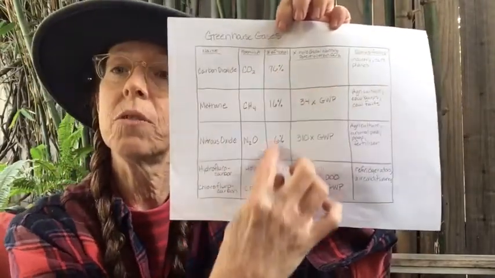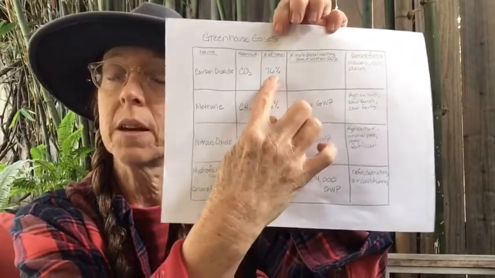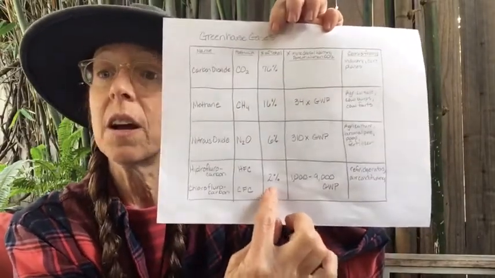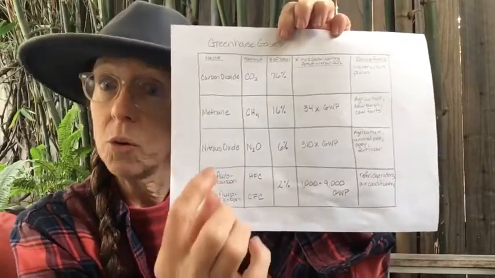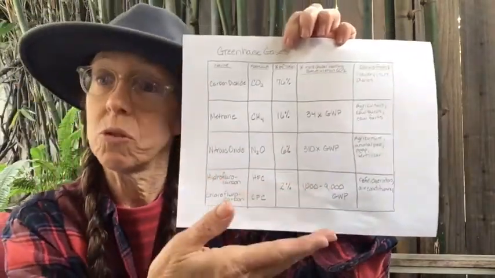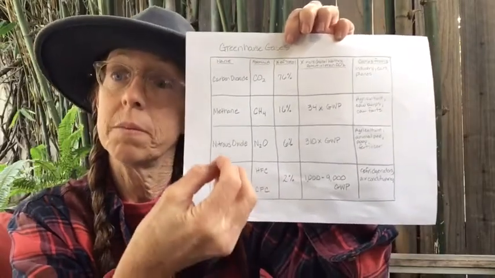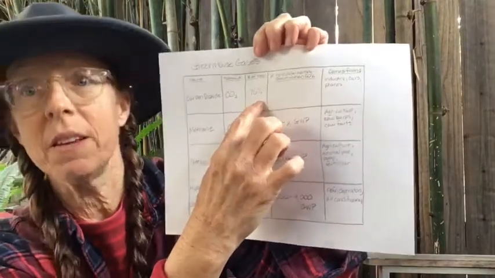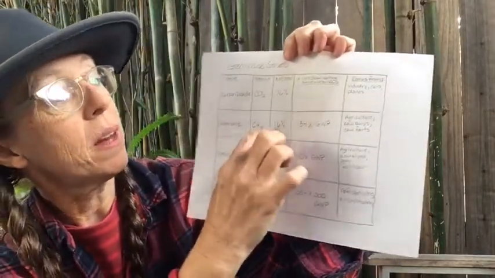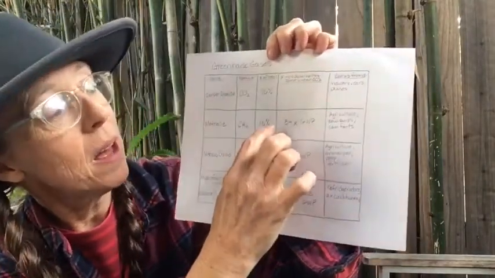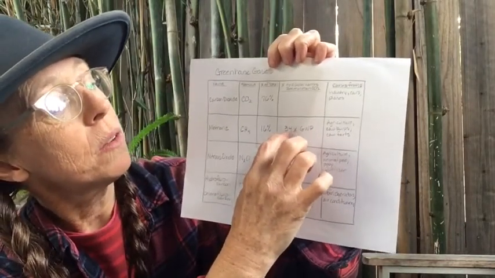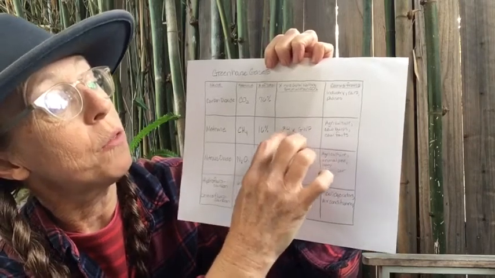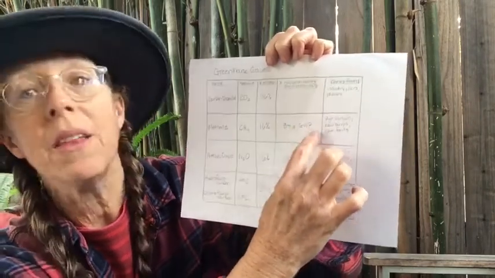This is the percentage of the total. And you can see, like I said, carbon dioxide is most. And then if you get down here, this is only 2%, these guys. But the thing that you have to know is that they don't have the same potential for global warming. So, carbon dioxide is 76%. Methane is only 16%, but methane has 34 times more global warming potential than CO2.